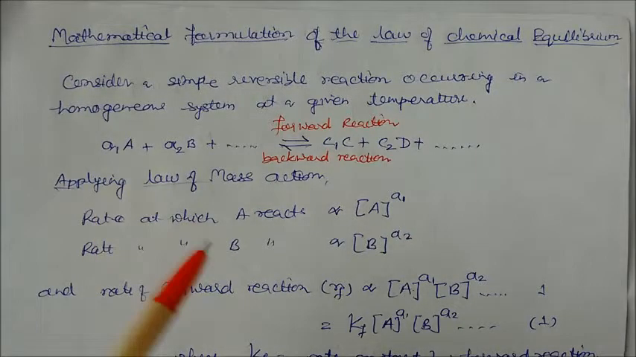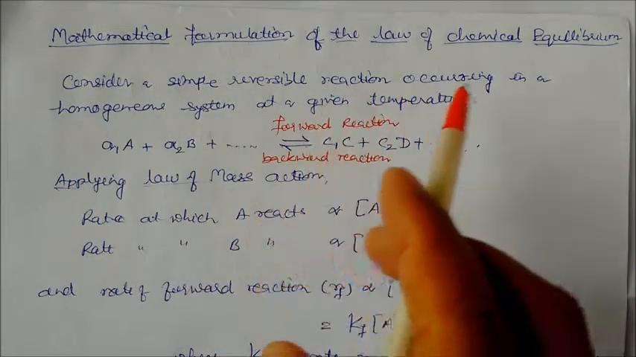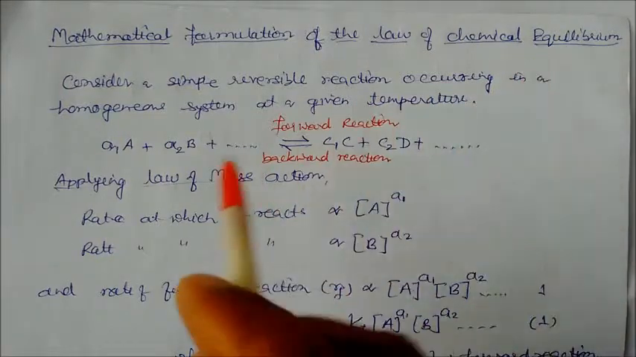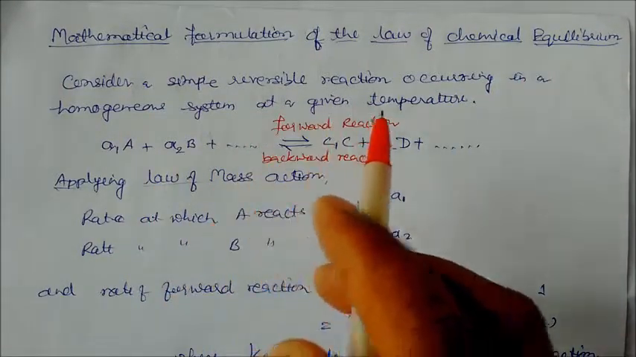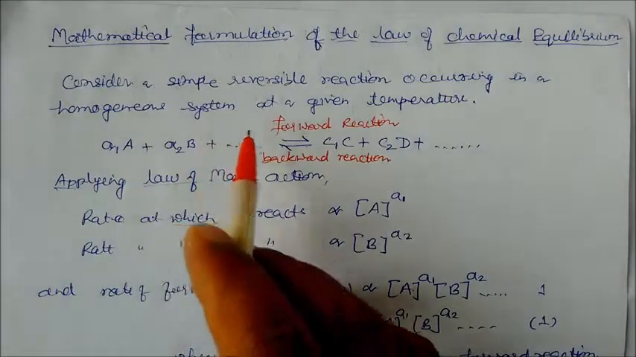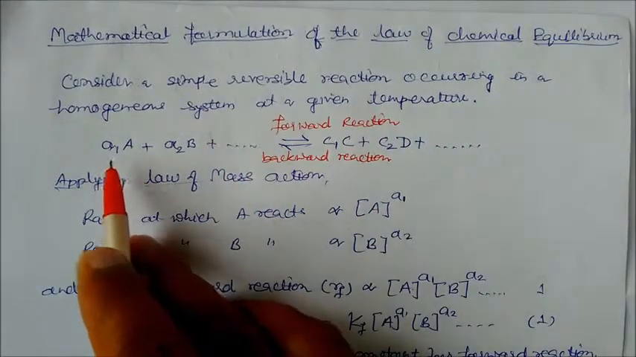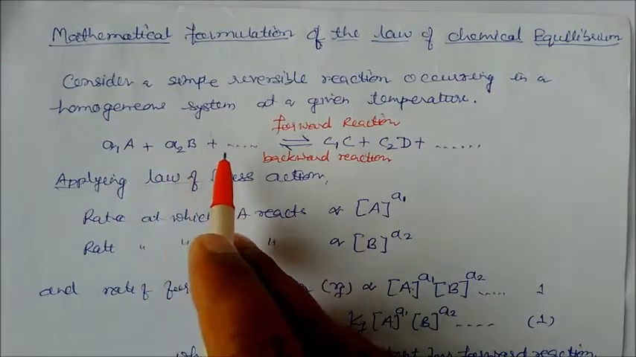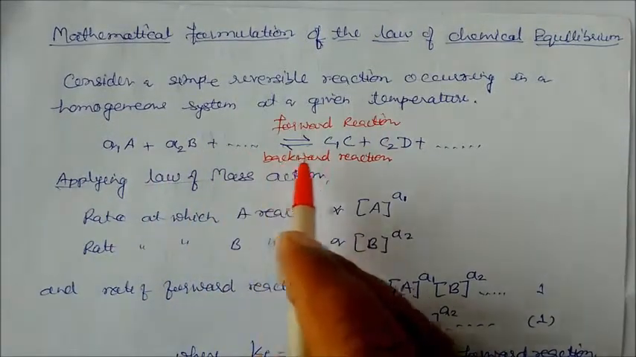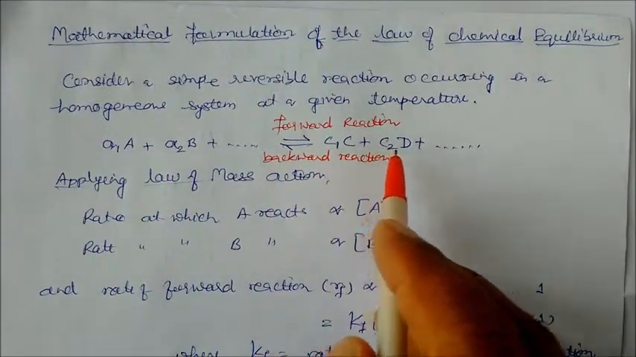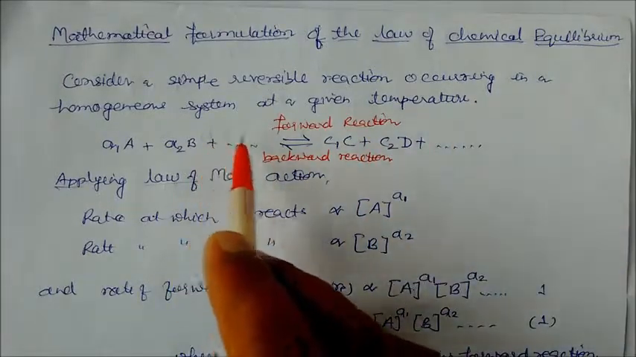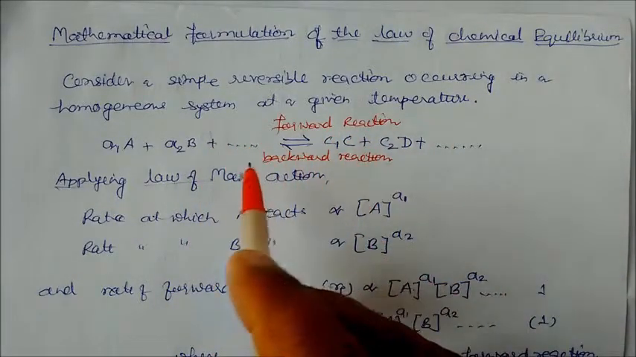In this session we will see the mathematical formulation of the law of chemical equilibrium. So consider a simple reversible reaction occurring in a homogeneous system at a given temperature. This is the reaction of a1A plus a2B plus ..., giving c1C plus c2D plus .... This is the forward reaction, and this is the backward reaction.